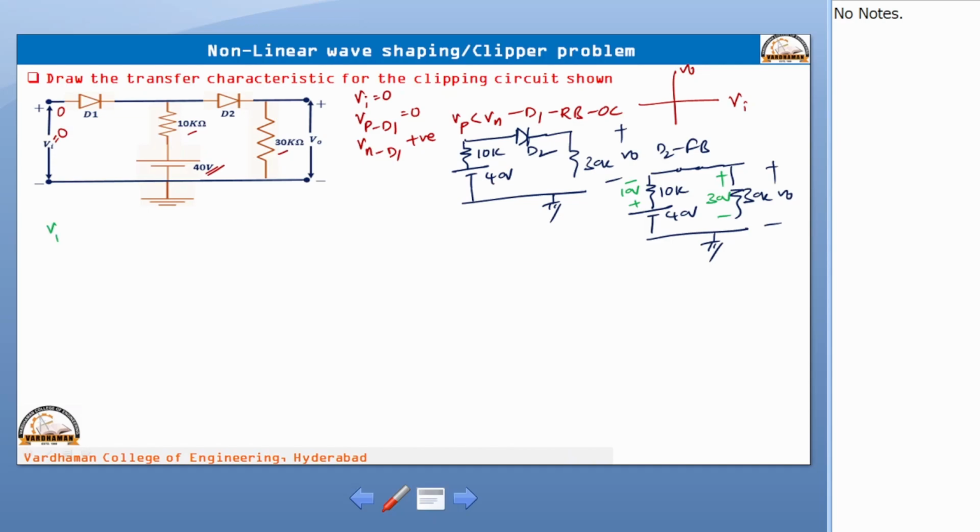When Vi is equal to 0, whatever we have done till now, we have observed that output is equal to 30 volts. Diode D2 is already short circuited, so this is the same node, that means up to here 30 volts is there. When you make Vi 0, output is equal to 30 volts. If we take this node as A, we can tell output voltage is 30 volts, and VA is equal to 30.